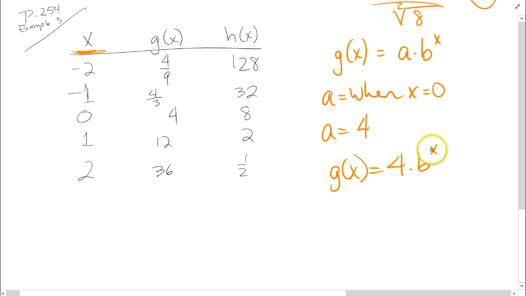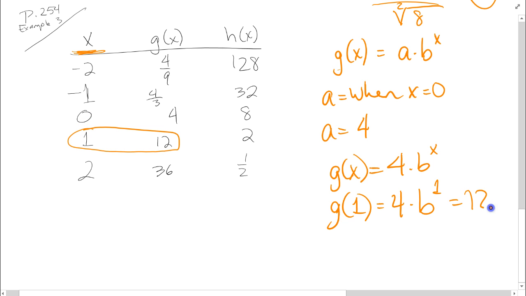How about if we choose x equal to 1 and check the table? So now I'm going to write this. g of 1 would be 4 times b to the first power, and I know that answer. When x is 1, g is 12. So 4 times some base to the first power, which is just the base, so 4 times b is 12. That's my answer for g of 1. So divide both sides by 4, and I get a base of 3.